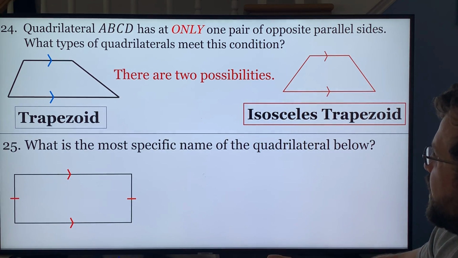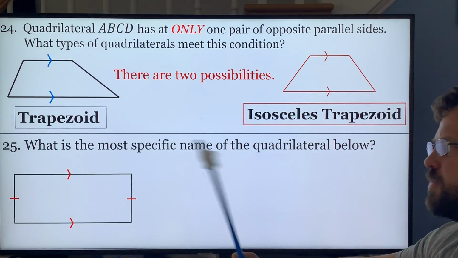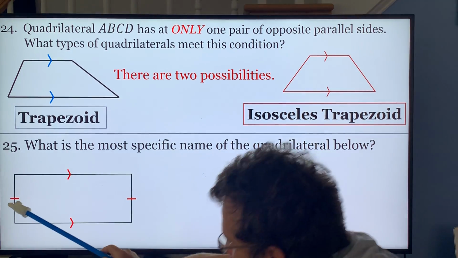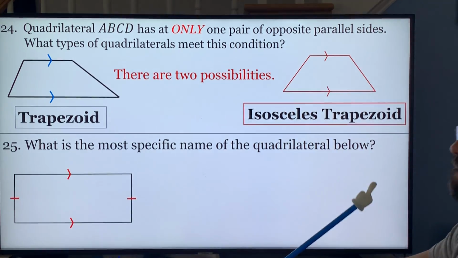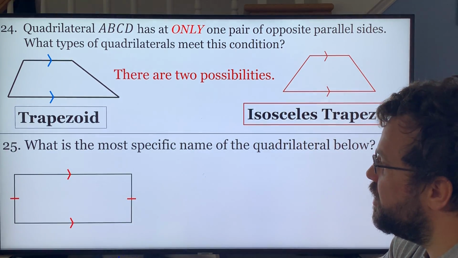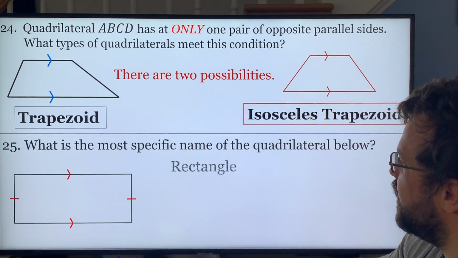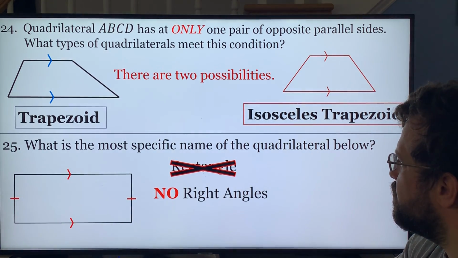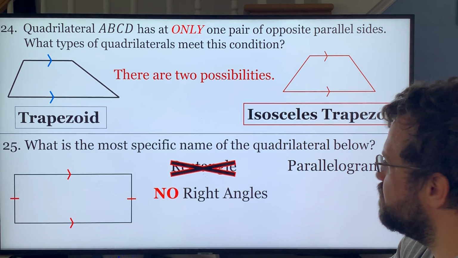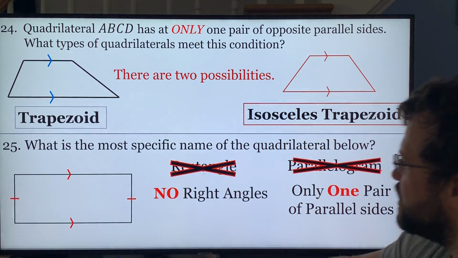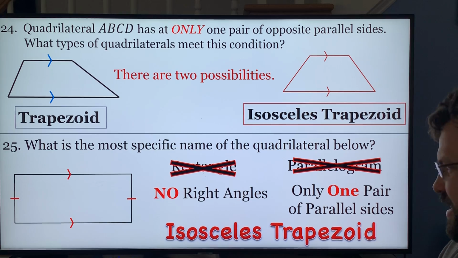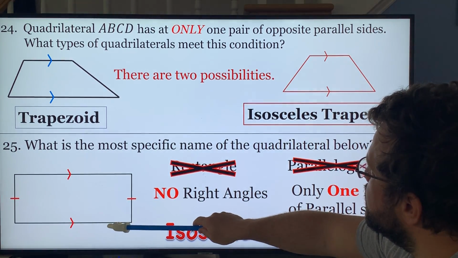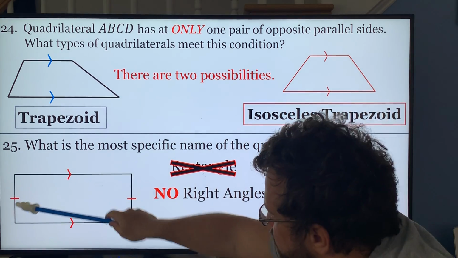What is the most specific name of this quadrilateral? So there's one pair of parallel sides and one pair of opposite congruent sides. 24 should be your hint. Your answer should be rectangle. Do you see right angles? No. What about parallelogram? Nope, only one pair of parallel sides. So what could it be? It's actually an isosceles trapezoid. Top and bottom are what? Parallel, and these two sides are congruent.